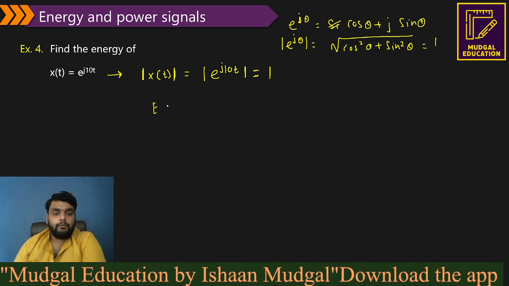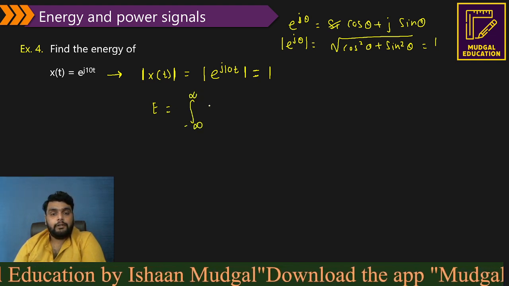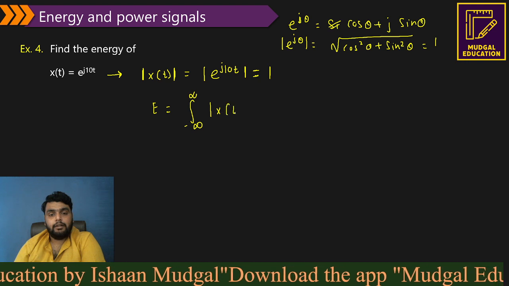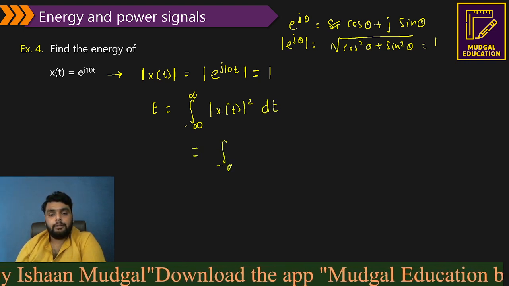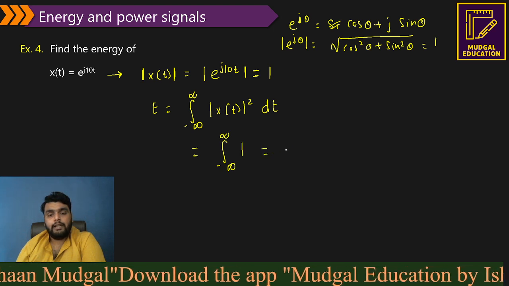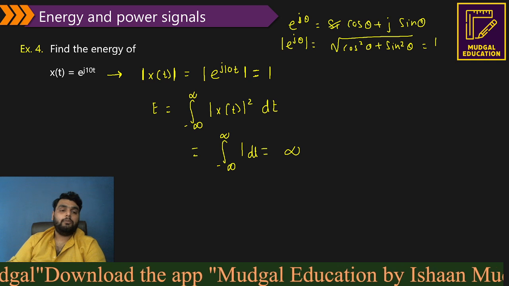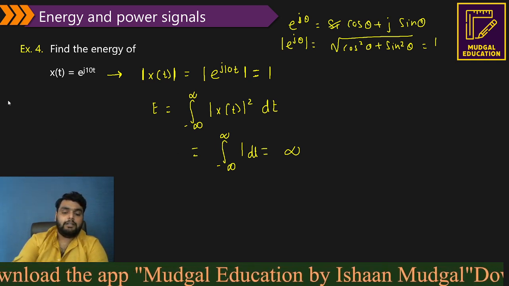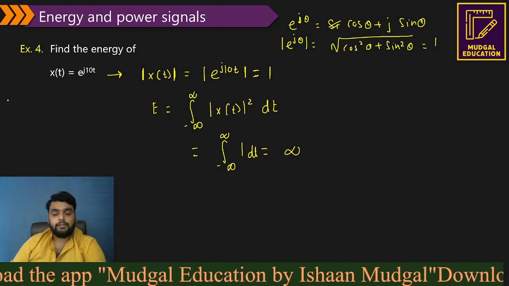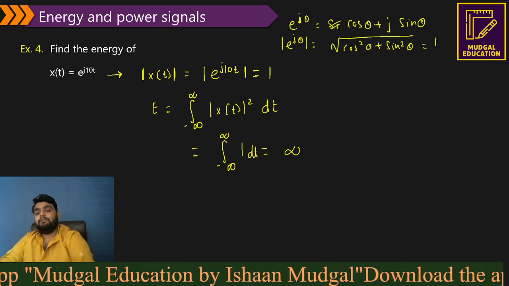Now if I find the energy, again the formula is the integral from minus infinity to infinity of |x(t)| squared dt. Here we get the integral from minus infinity to infinity of 1, and the answer comes out to be infinite again. Now why did this happen? Why am I getting an infinite answer in the last two cases?